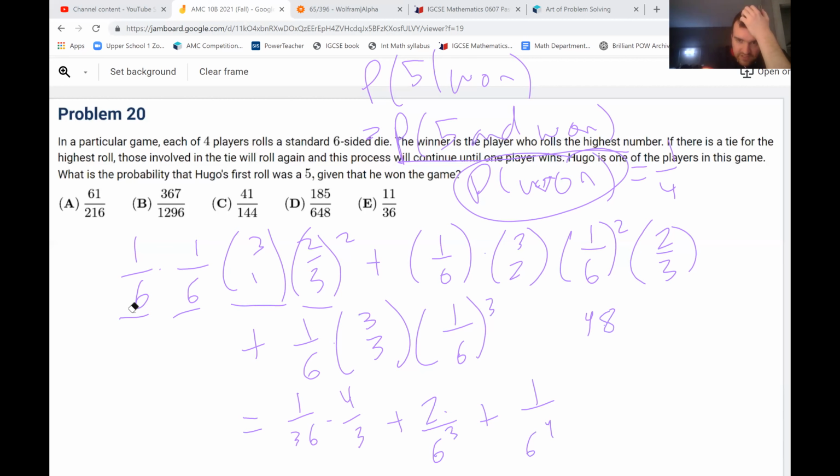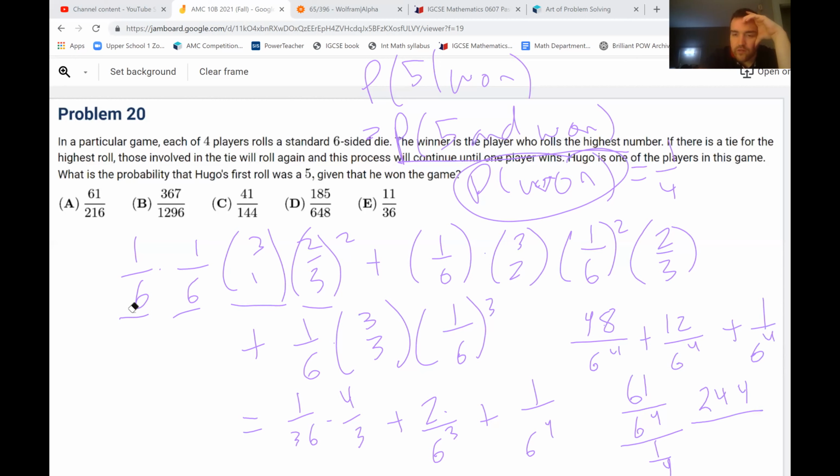48 over 6 to the 4 plus 12 over 6 to the 4 plus 1 over 6 to the 4. That's going to be what? 61 over 6 to the 4, right? But remember, that's all over 1 over 4 because that's the chance that Hugo wins, right? So it's going to be 61 times 4, which is what? 244 over 6 to the 4. 36 times 36. Isn't that 260? No, what's 36 times 36?